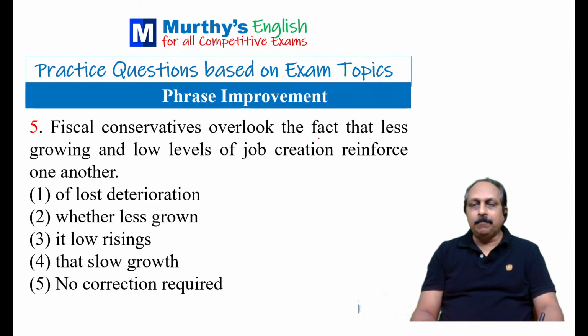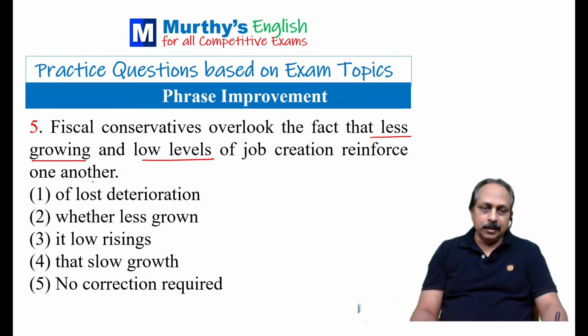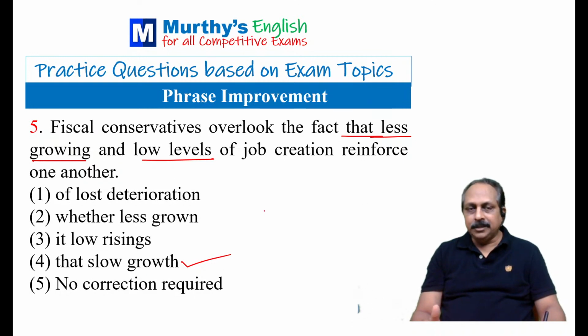Fiscal conservatives overlook the fact that less growing and low levels, two factors of job creation, reinforce one another. Where is the error, or which part has to be changed? Slow growth and low levels of job creation reinforce one another. Overlook the fact that slow growth, less growing, is grammatically not correct. Slow growth. But here there is another problem. What is the other problem here? Another mistake, I mean. The answer is the fourth option, that slow growth and low levels of job creation reinforce.